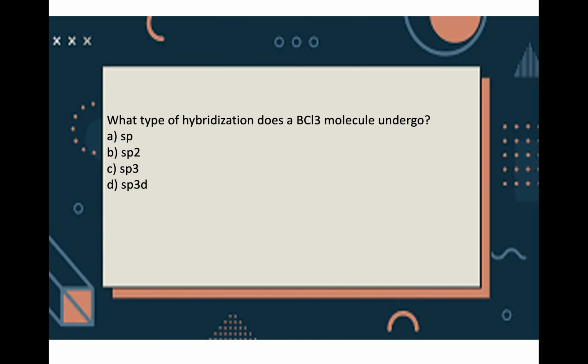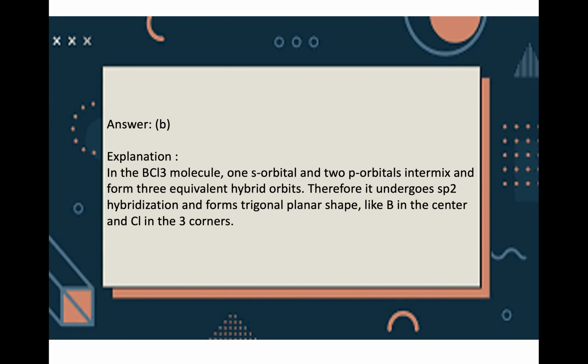The next question is, in the BCl3 molecule, what type of hybridization does it undergo? Is it sp, sp2, sp3 or sp3d? Option B is the correct answer, that is sp2. In the case of BCl3, one s orbital and two p orbitals intermix and form three equivalent hybrid orbitals. So it undergoes sp2 hybridization and forms a trigonal planar shape, with B in the center and chlorine at the three corners. Hope you understood this.